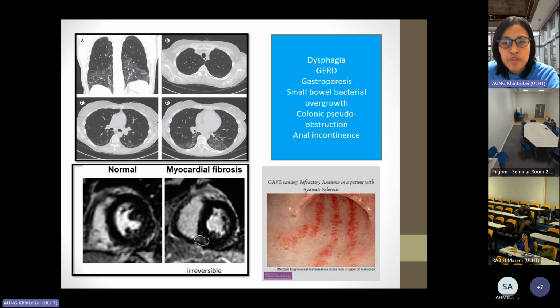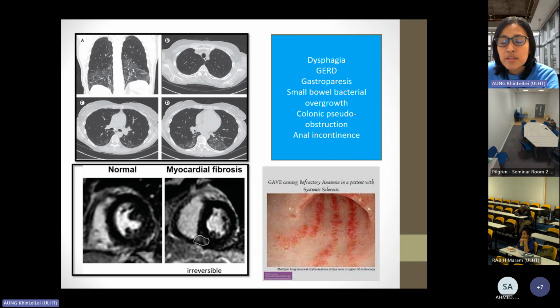Patients have features of interstitial lung disease. Patients can present with cough, breathlessness. This is an MRI scan showing myocardial fibrosis. In fact, this is an endoscopy feature found in a patient with systemic sclerosis. We call it watermelon stomach. This is gastric antral vascular ectasia. Patients can present with anemia.